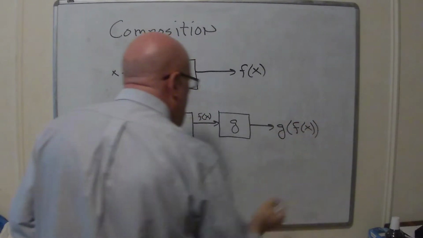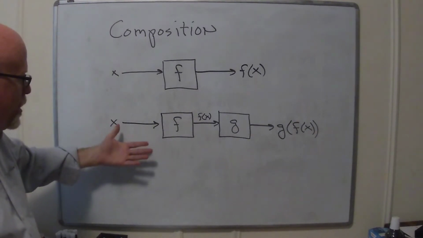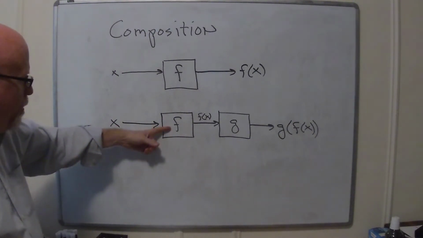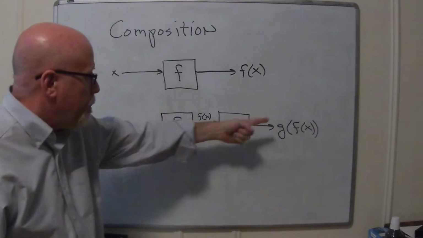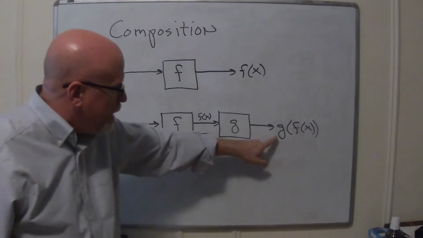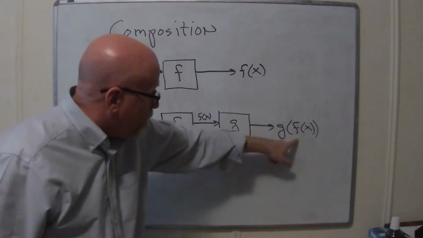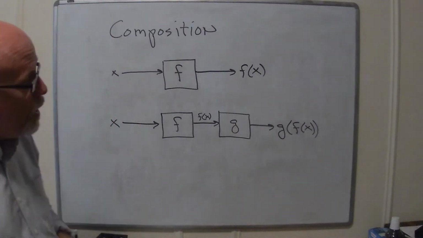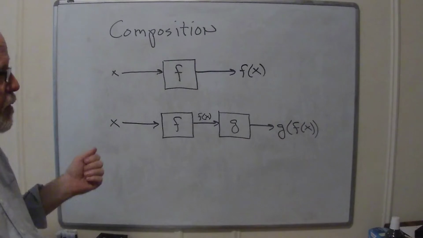Now, there's a funny thing going on here that you have to get used to. Notice what order these operations happen. F happens first, right? X goes into F, it gets modified, and then G happens second. But if you read this left to right, as we're used to reading things, it seems like G happens first and then F. So just notice that you need to look at that and think about it as reading right to left.